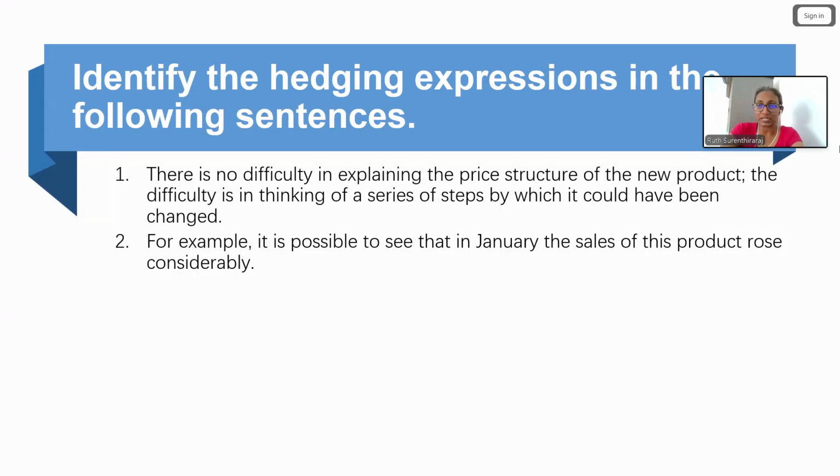But when we read the sentence, it's not strictly necessary to look at this kind of sentence and say it is possible to see that in January. We want to just make an observation. We are making an observation. In January, the sales of this product was considerable, right? But for the purposes of this answer, it is possible is the hedging phrase. Okay.